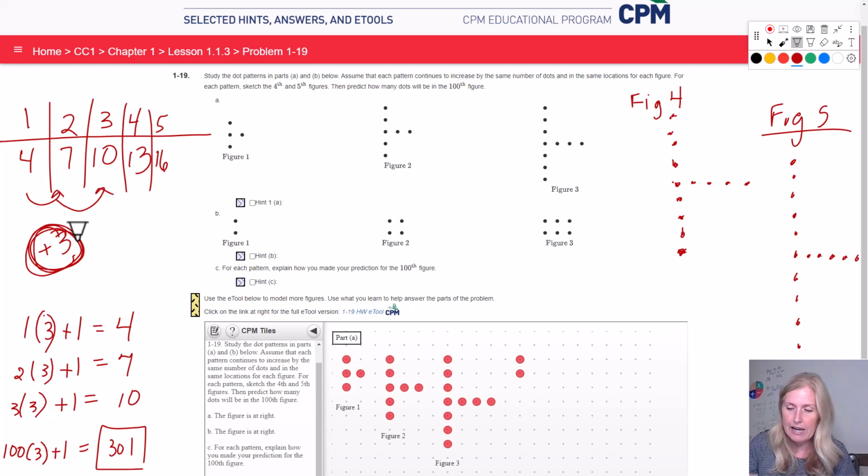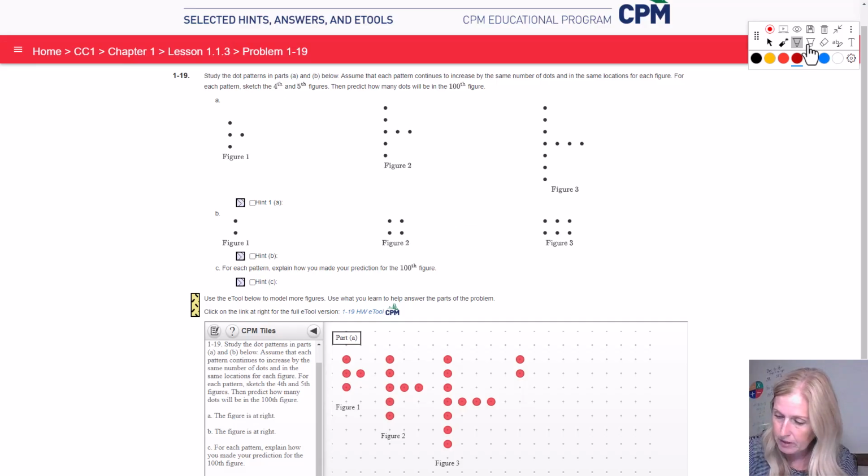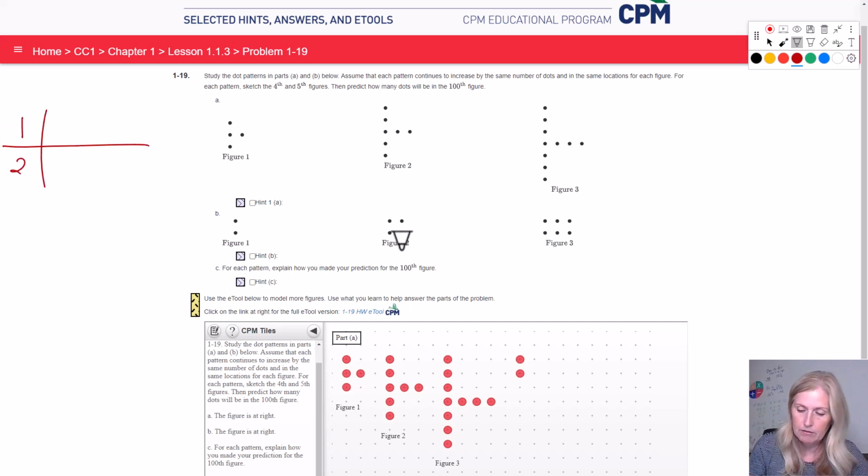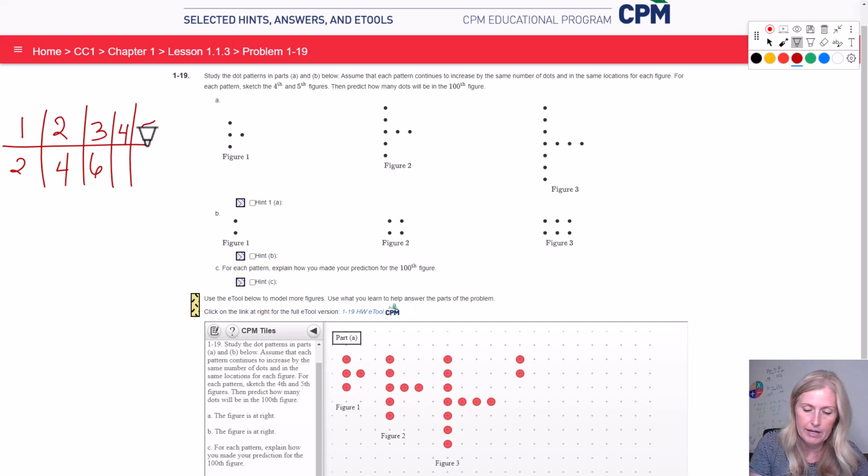Okay, let me clear this out because this is getting messy. And then let's work on B. So if you want to pause and try to set up your table like I did, go ahead and do that now. If not, here's what we're going to do. In figure 1, there are 2 dots. Figure 2 has 4 dots. Figure 3 has 6 dots. I bet you guys can see the pattern already.